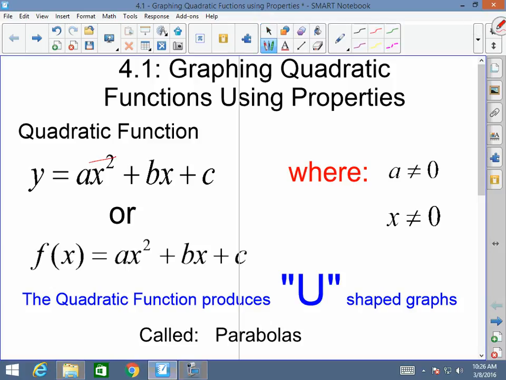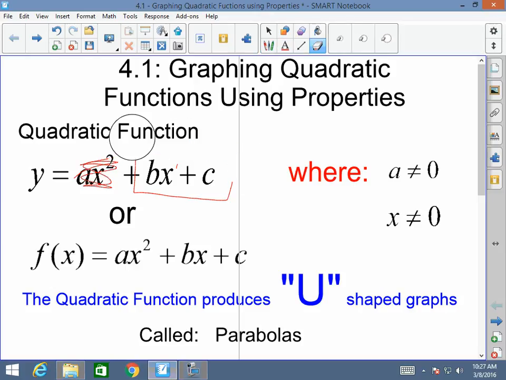If this was 0 here, guys, that's gone, right? That's bye-bye. What am I left with? bx plus c, where x has a degree of 1. Excellent job. That'd be linear. So that's why a cannot be 0.